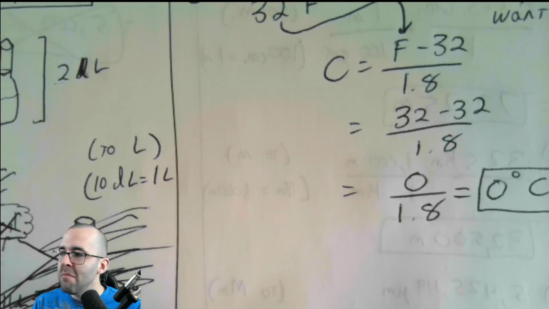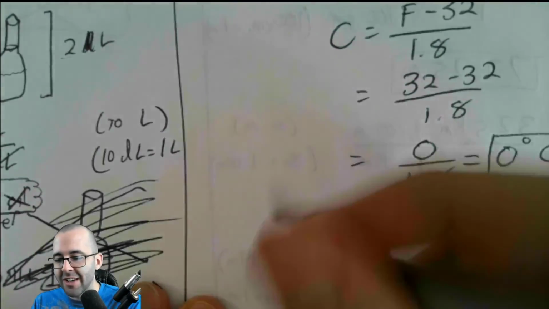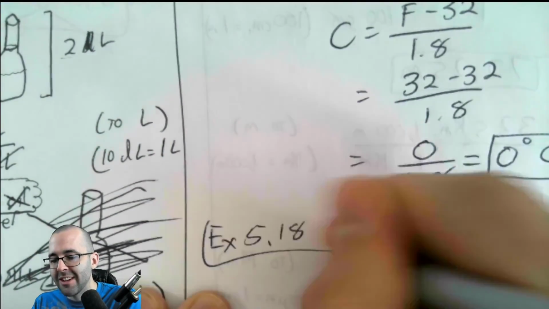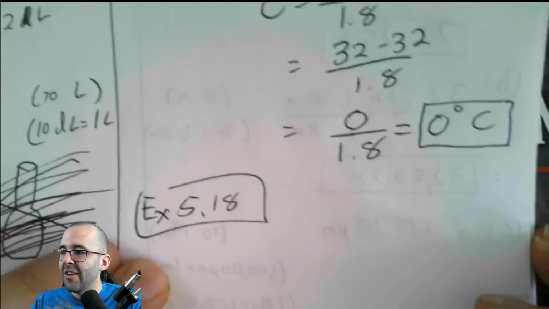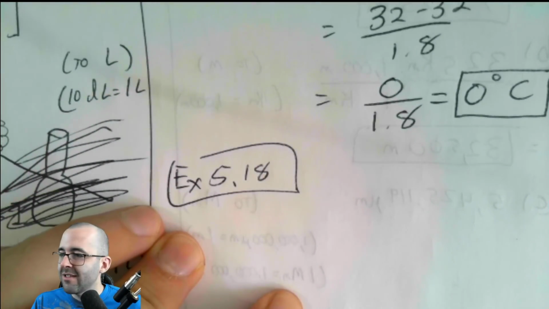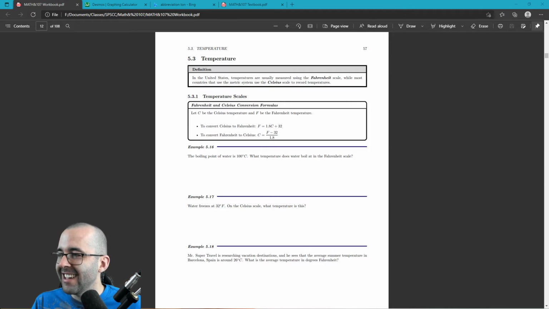All right. Last one. You've been waiting for it. Mr. Super Travel is coming around town. Example 518 has Mr. Super Travel in it. What a name. I'm going to name my kid Mr. Super Travel. I don't have a kid. Maybe it's a good thing.